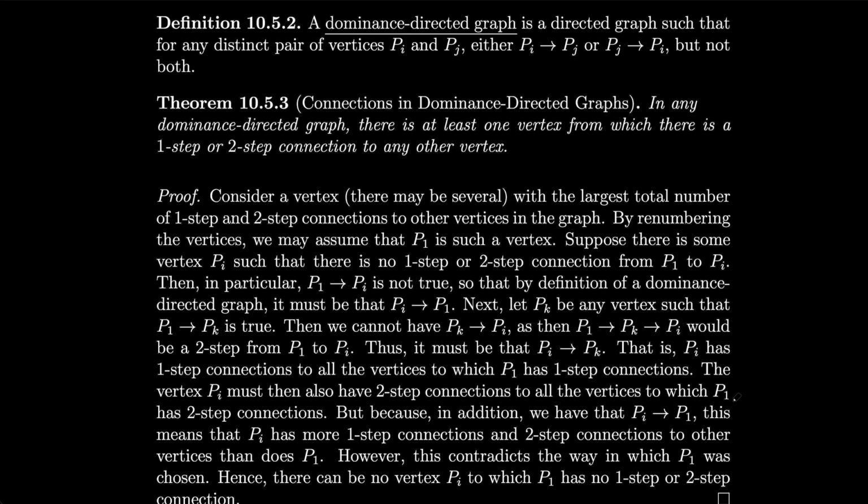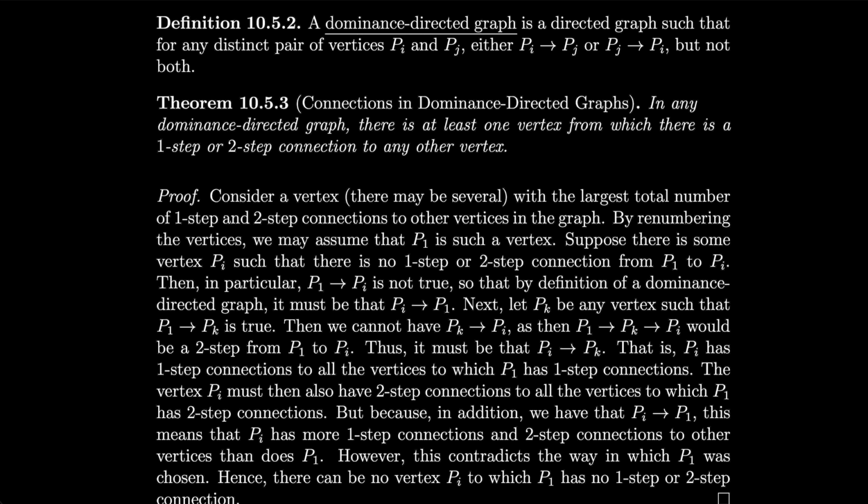Let's prove it. Consider a vertex, there may be several, with the largest total number of one- and two-step connections to other vertices in the graph. By renumbering the vertices, we may assume that P1 is such a vertex. Suppose there is some vertex Pi such that there is no one-step or two-step connection from P1 to Pi. Then, in particular, P1 to Pi is not true, so by definition of a dominance-directed graph, it must be that Pi goes to P1.